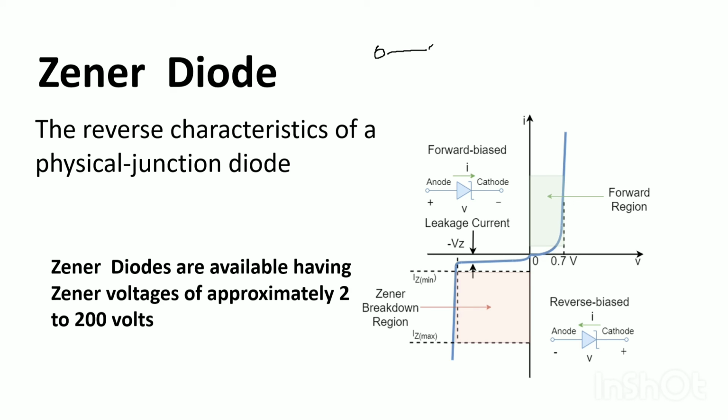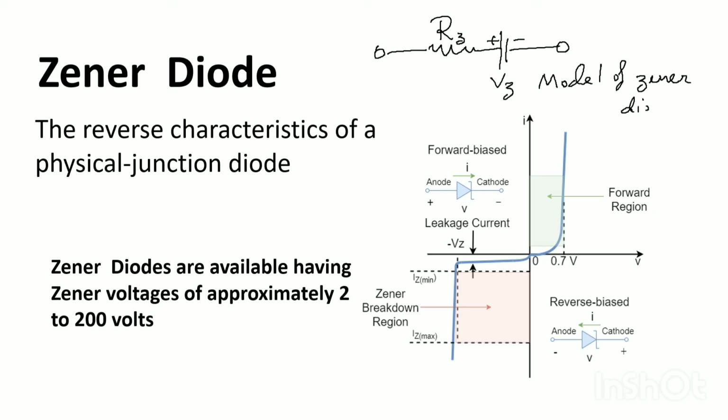Okay, you can see it this way. The knee current is the minimum current, and there is a maximum current limited by the device's dissipation. So the voltage below the knee is the Zener voltage of the device. Over the operating range of reverse current, the voltage across the diode is nearly constant and equal to the Zener voltage.